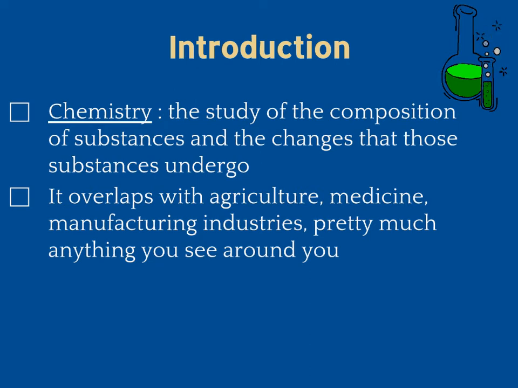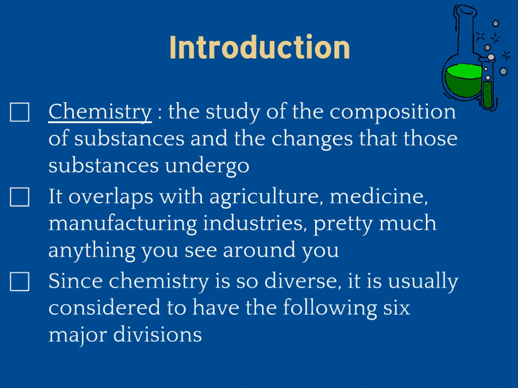All right. So pretty much anything you see around you has chemistry in it. So what we do though is we try to separate by what type of chemistry it's going to be. So we actually have 6 types of chemistries that we're going to discuss.